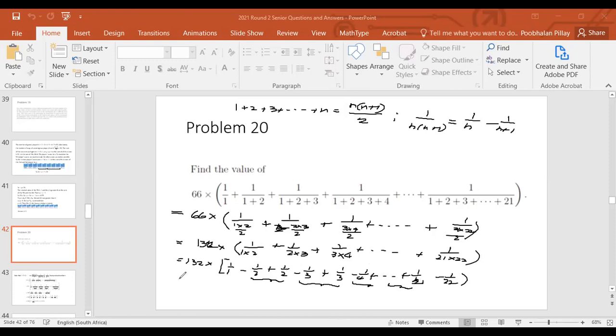In the end, you simply have 1 over 1 surviving, and this last one survives, minus 1 over 22. When you work this out, you get 132 times 1 minus 1 over 22, that is 132 minus 132 divided by 22. And that gives you 126. So the answer to that problem is 126.